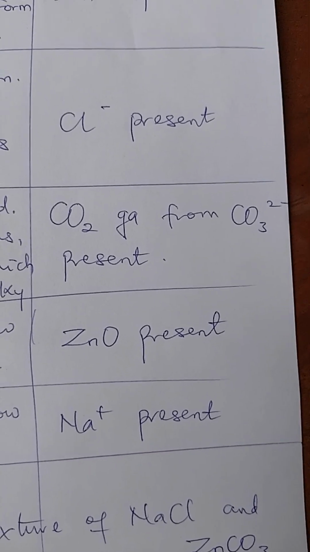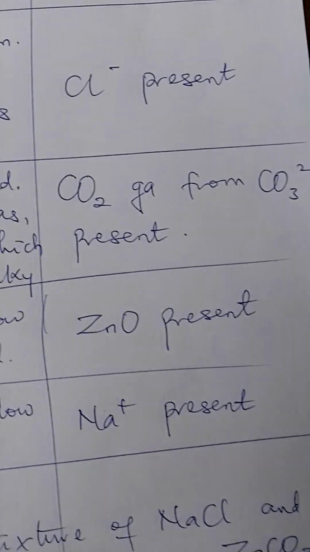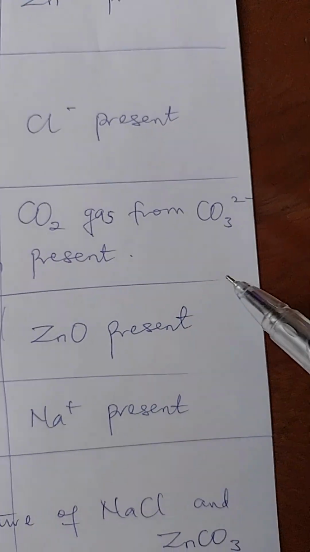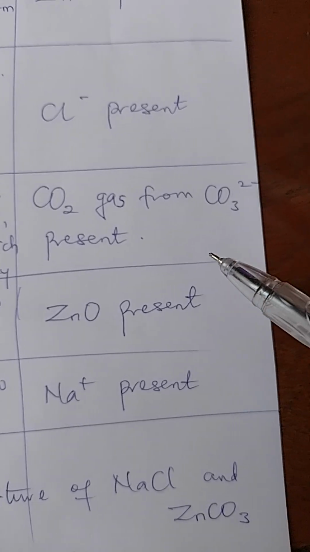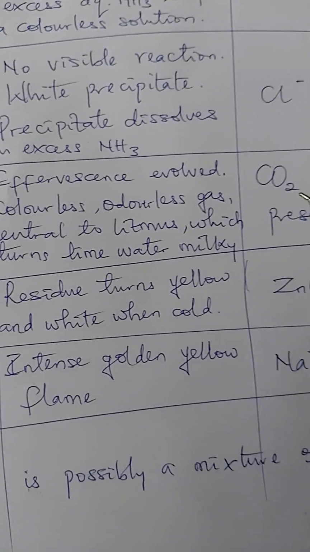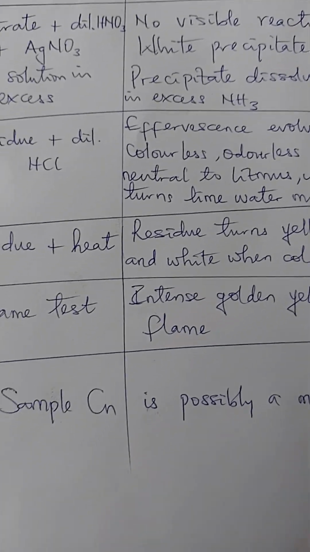Sometimes some scholars will ask you to write CO2 gas. CO2 gas. This is a gas. CO2 gas from CO3 2 minus or HCO3 minus present. However, what they want to see is that CO2 gas.